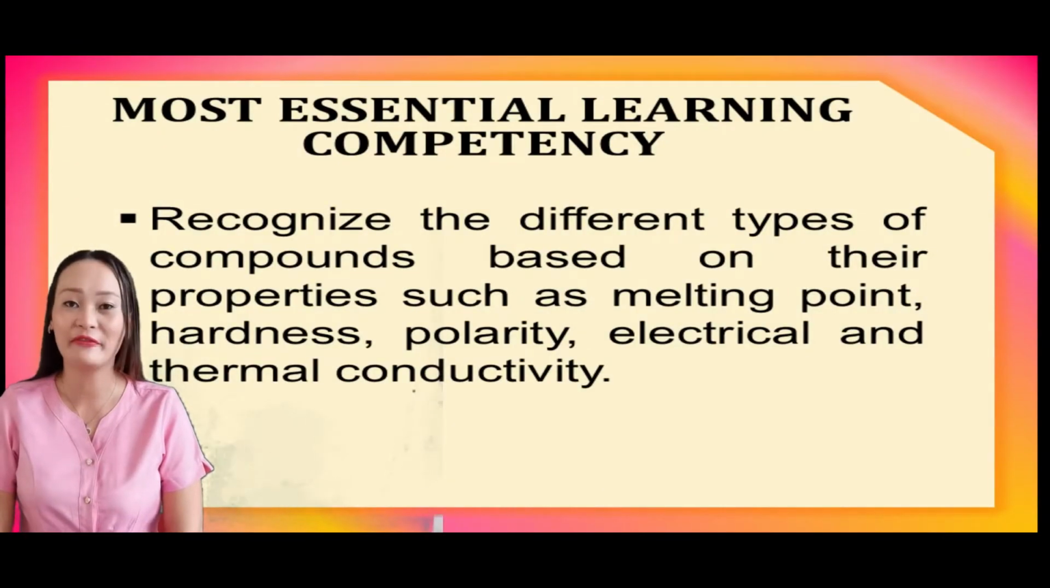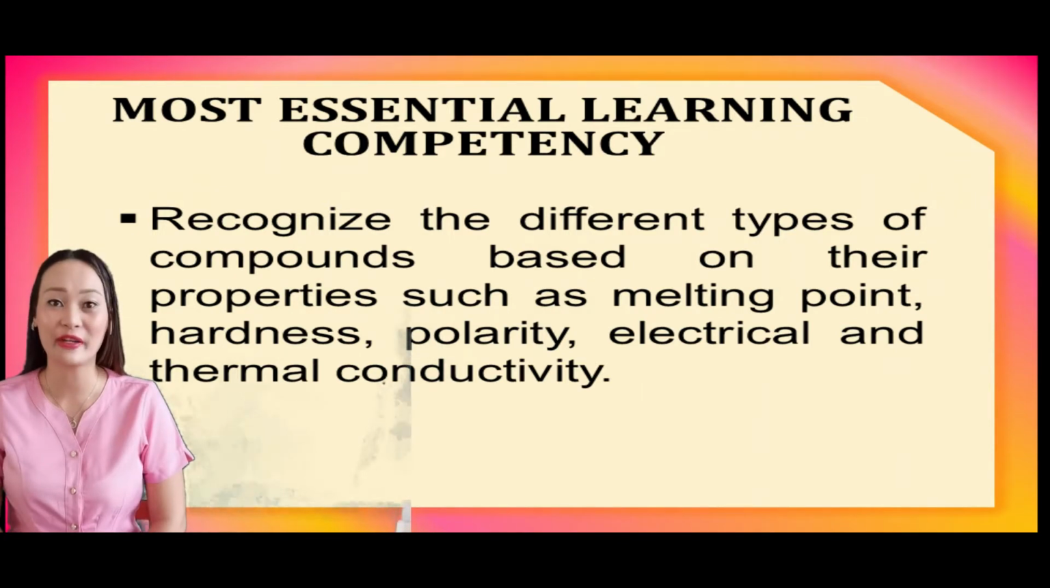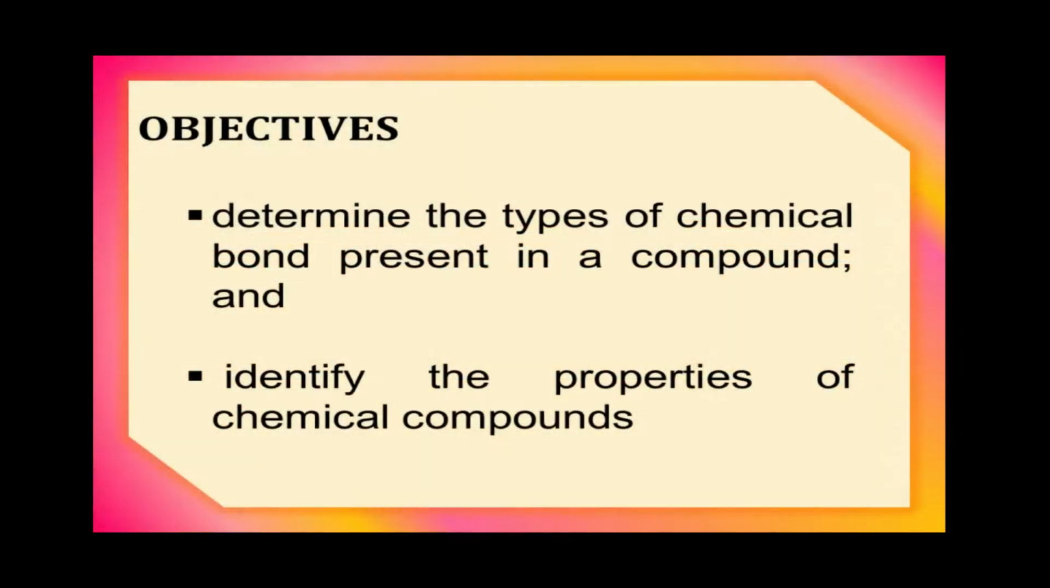Our topic is taken from the most essential learning competency of the Department of Education: recognize the different types of compounds based on their properties such as melting point, polarity, hardness, electrical, and thermal conductivity. As learners, you are expected to determine the types of chemical bond present in a compound and identify the properties of chemical compounds. So, what are you waiting for?